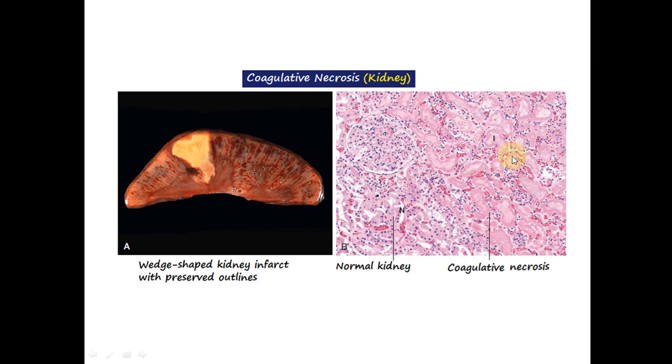So in this type of necrosis, the integrity of the tissue is maintained at least for a few days, and the tissue is firm and can be identified under the microscope as well as on gross appearance.